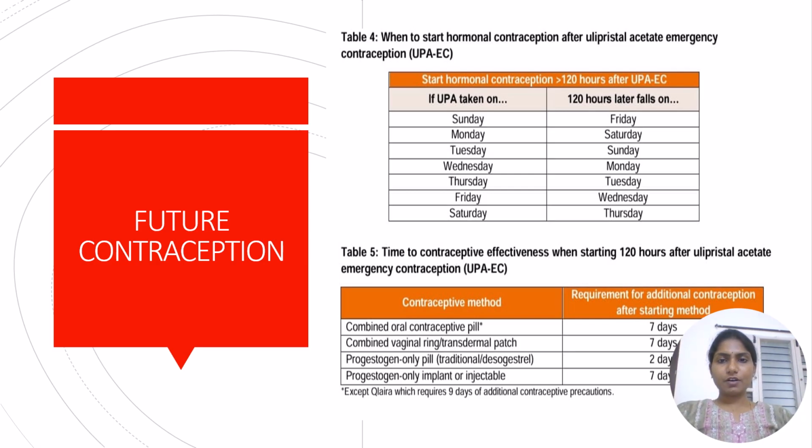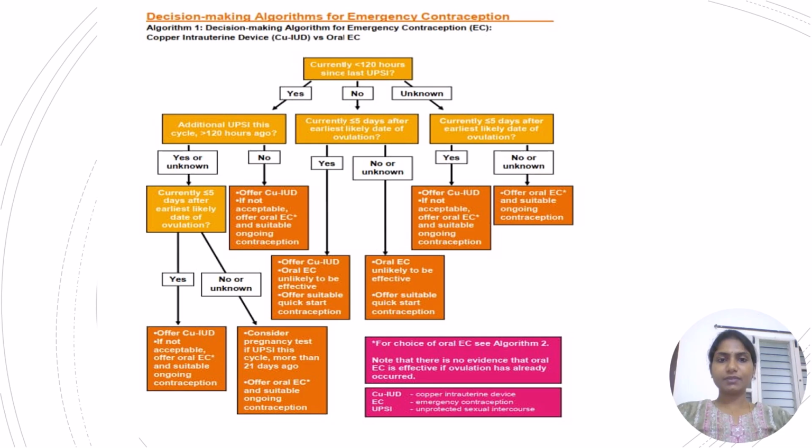So what about future contraception? The same thing. So if UPA is taken on Sunday, we have to start hormonal contraception after 5 days. And after ulipristal acetate, we have to use an oral contraceptive pill after 7 days, vaginal or transdermal patch after 7 days, pill after 2 days, and progesterone only implant after 7 days. This is important because if the interval is reduced, then the efficacy of ulipristal acetate decreases. So these are the very important decision making algorithms for emergency contraception.